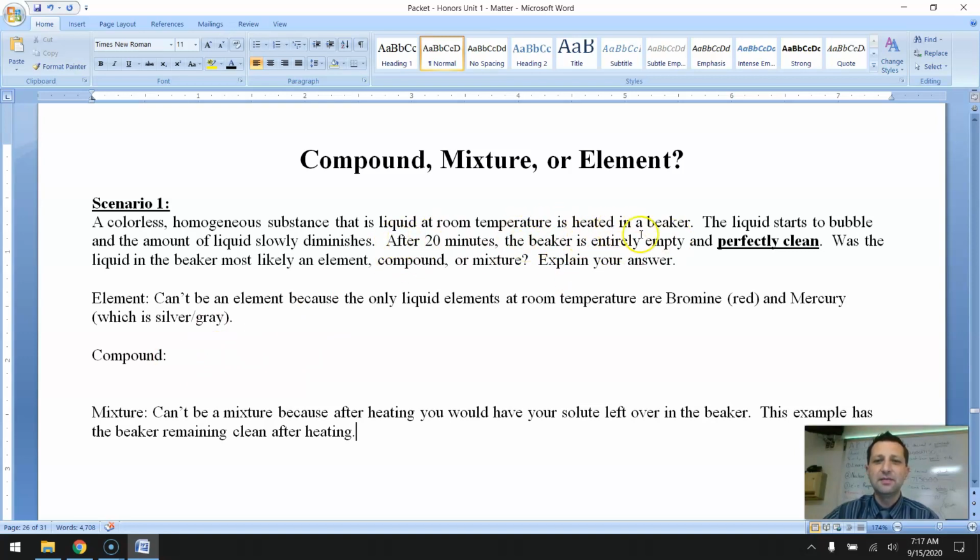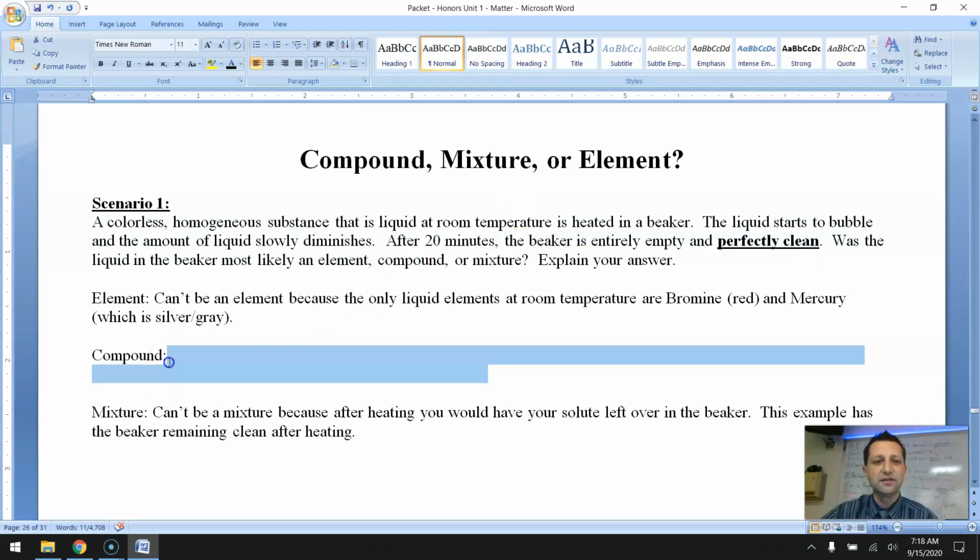After 20 minutes, the beaker is entirely empty and perfectly clean. All we really had occurring here was evaporation, right? The liquid evaporated and went from a liquid to a gas. So you didn't really separate the compound, right? The only way to separate the compound is to do electrolysis, right? We talked about that with methods of separation. So you didn't separate it at all.